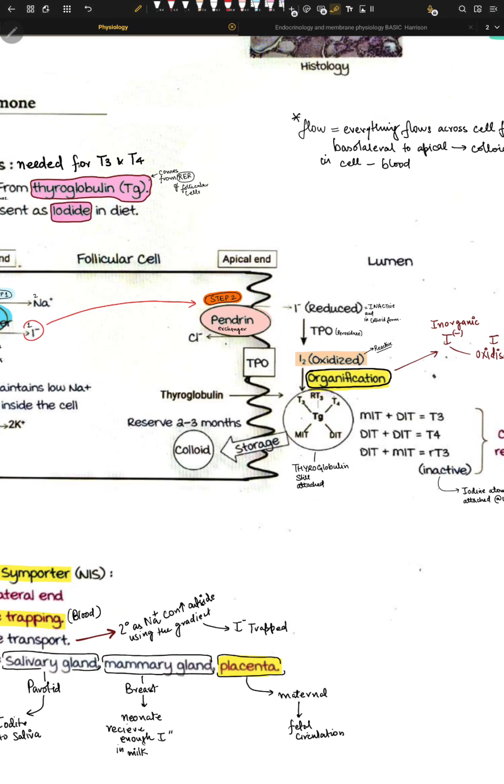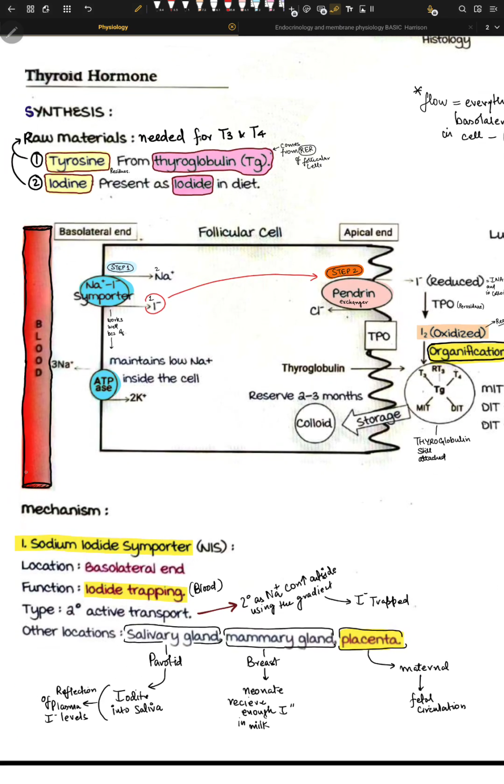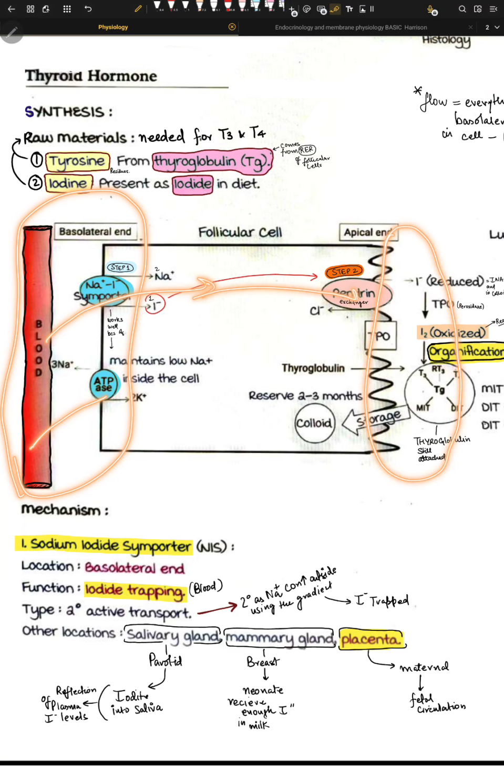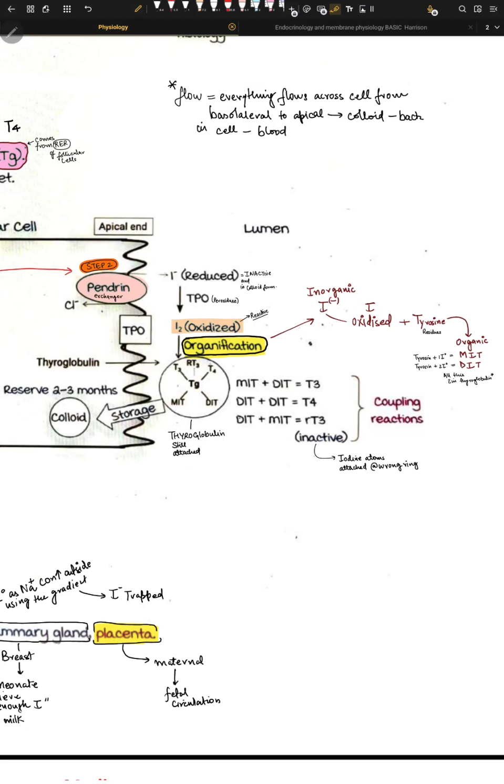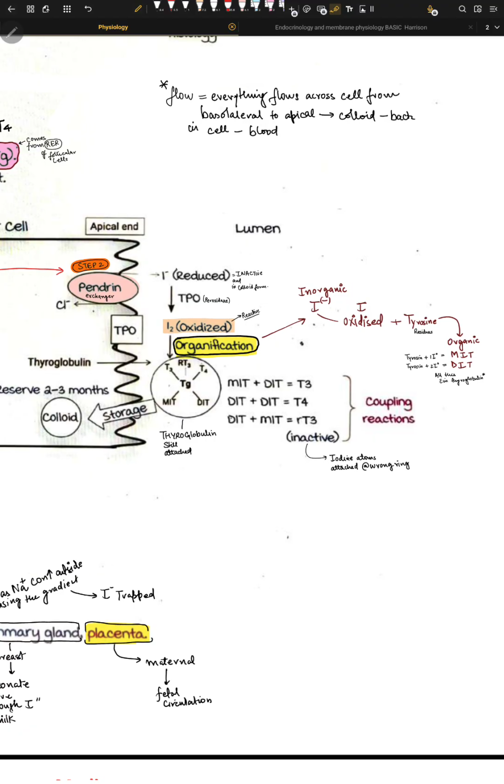Now all of the story is happening on the lumen side. We need to understand this. Okay, because all the raw material, all the basic things are in the blood. The things get inside the follicular cell, which pushes these things to the apical side, which is the lumen side, and then this thing happens, right? The synthesis of T3 and T4 happens.